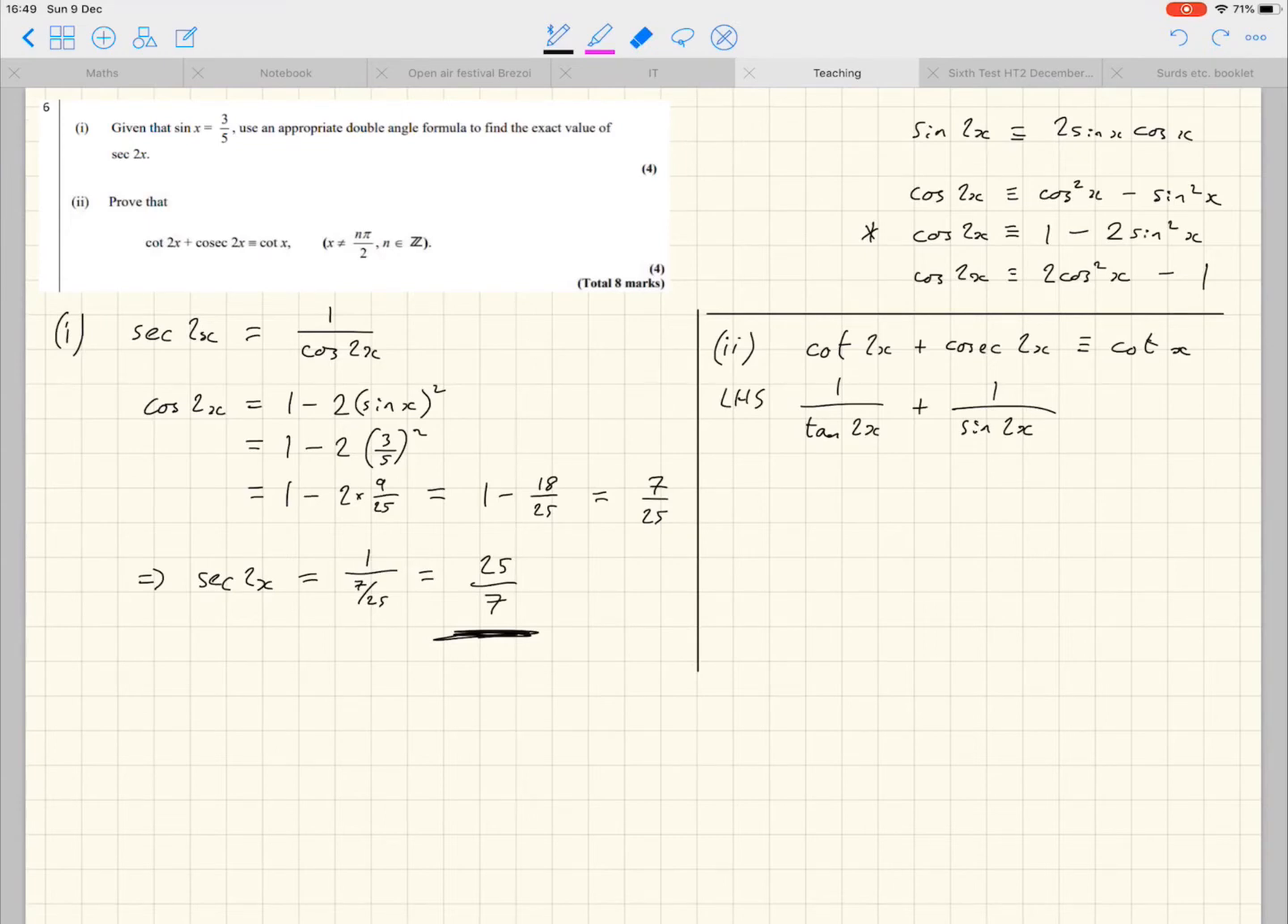But here's an easier thing to look at. Instead of cot 2x being 1 over tan 2x here, whoops, I meant to highlight that. Instead of this, it's actually easier to note that cot 2x is in fact cos over sine. So cos 2x over sine 2x. Because if you spot that, you've instantly got your common denominator that you need. Fantastic. So let's write that as a single fraction.